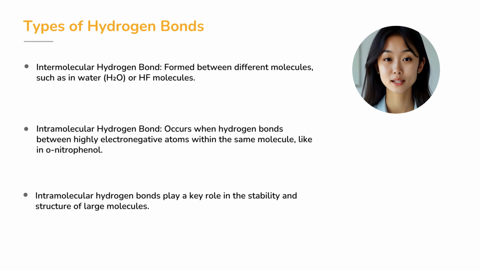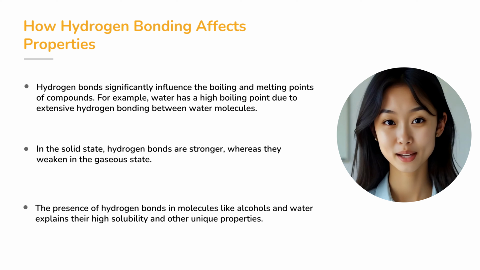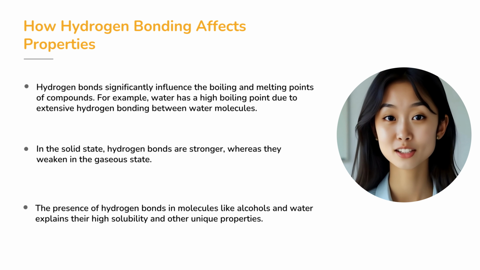On the other hand, intramolecular hydrogen bonds form within the same molecule. A great example of this is in O-nitrophenol, where the hydrogen atom forms a bond between two oxygen atoms within the same molecule. These types of bonds play a critical role in stabilizing the structures of larger molecules like proteins. Now, let's explore how hydrogen bonds affect the properties of substances.